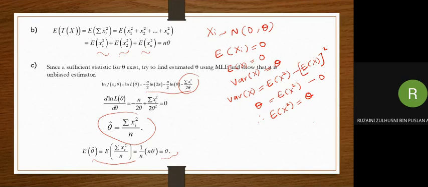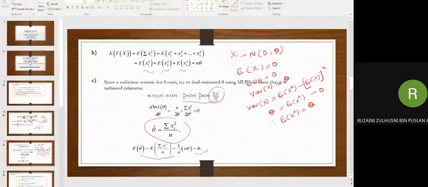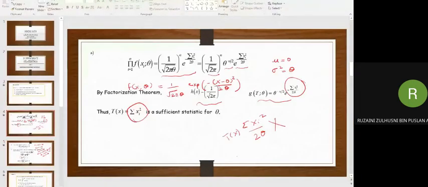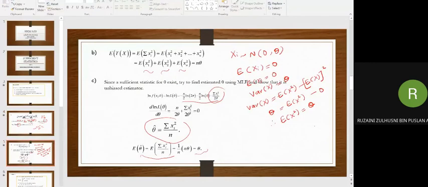So first, we find the sufficient statistic. We prove that summation Xi squared is a sufficient statistic for theta. Second part, we find the expected value, because the question asks you to find the expected value. We prove that the expected value is equal to n theta and so on.